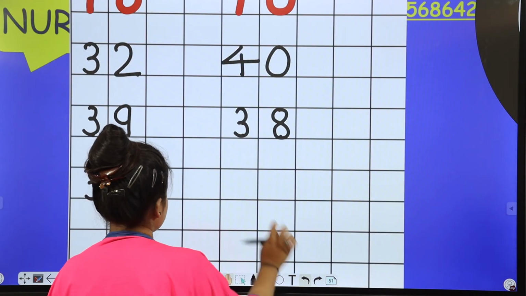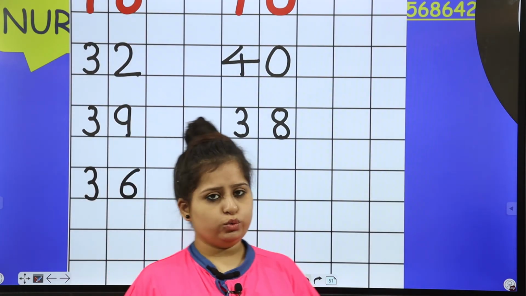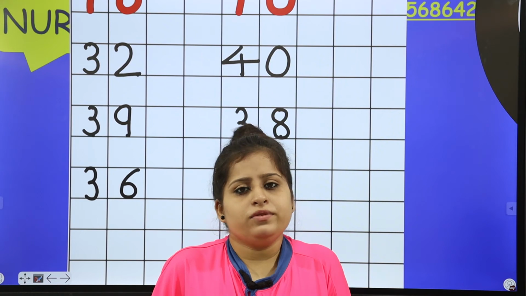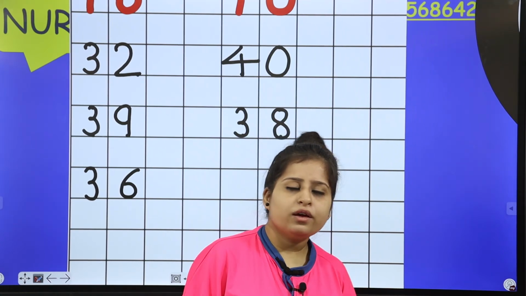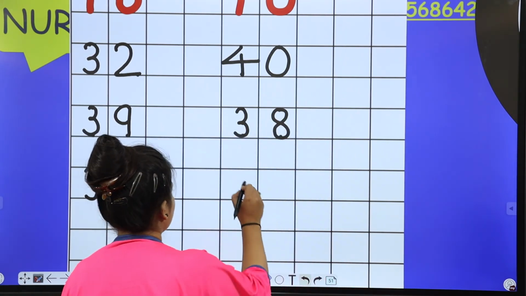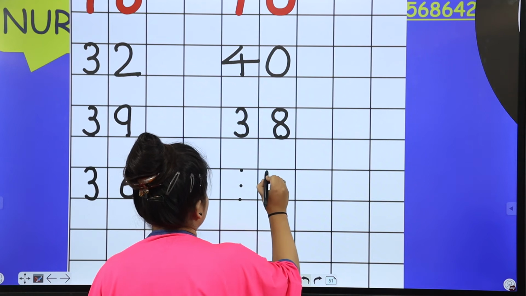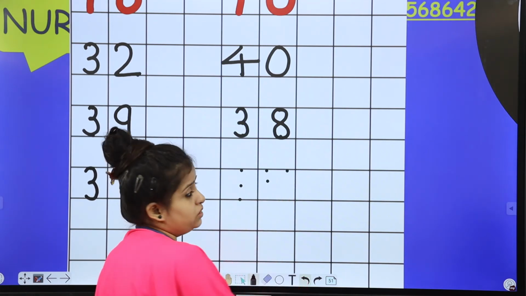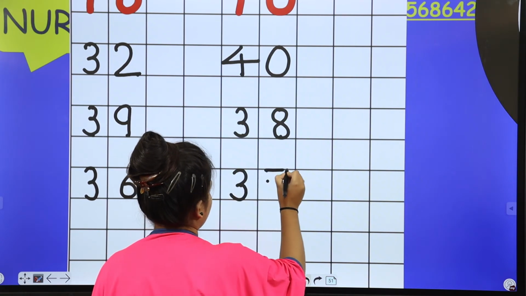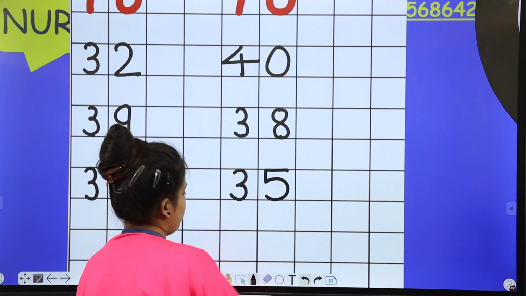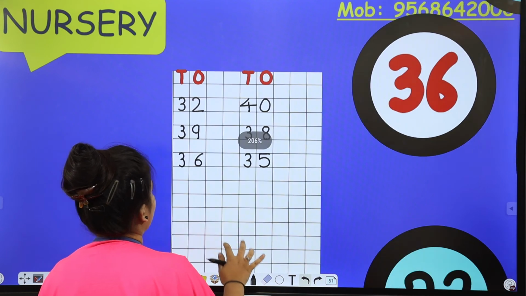3, 8, 38. Done. Okay, one last number for you. 3, 5, 35. Write it down. I am putting dots for you. Done. Shall I write it? Okay. 3, 5, 35. Yes, you are done.